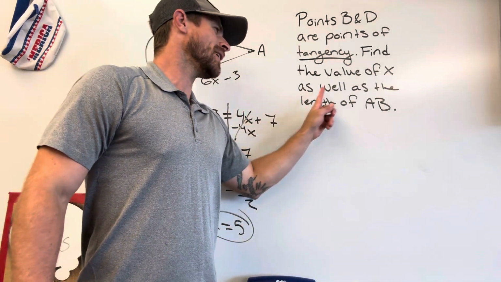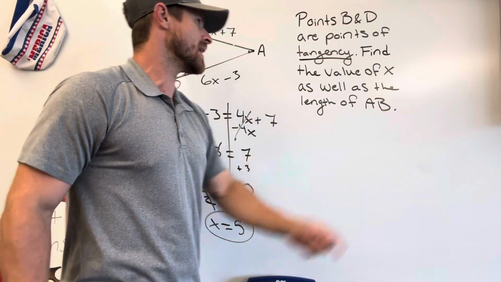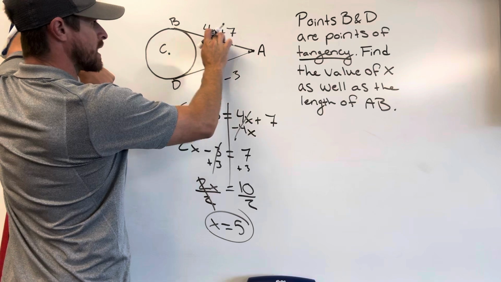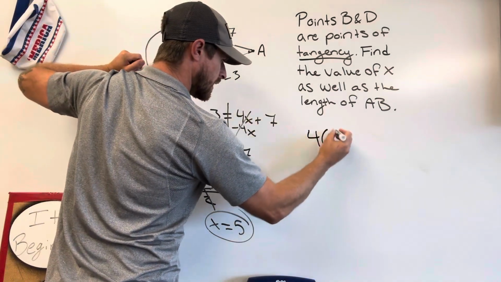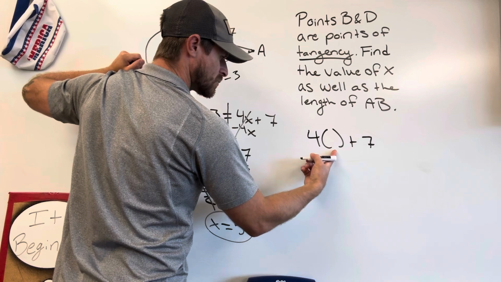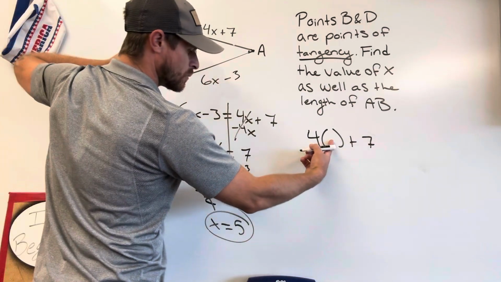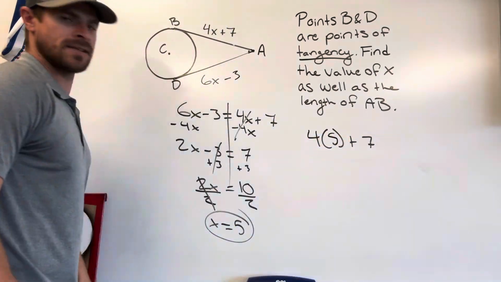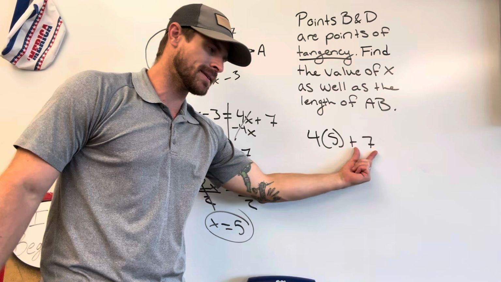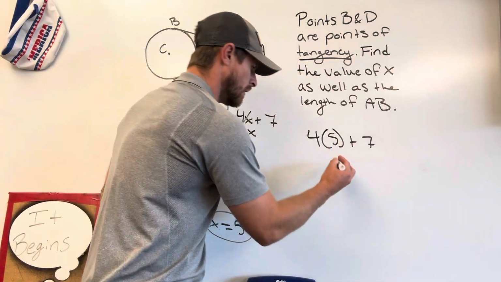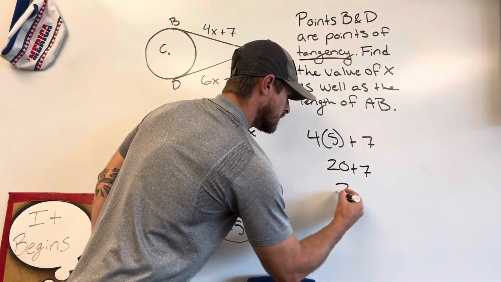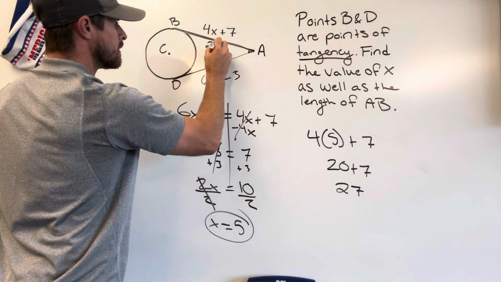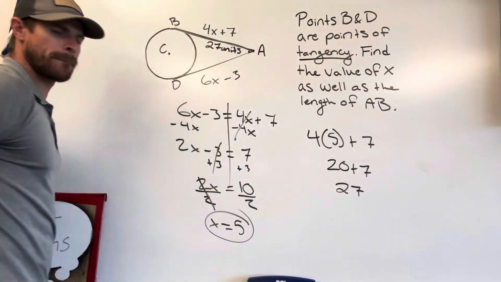But it says as well as the length of AB. I want to know how long it is from there to there, point to point. Okay? Well, AB is 4x plus 7. Notice that where the x was, I replaced it with the value that I found x to be. So all I got to do is put a 5 in those parentheses. Now I'm multiplying 4 times 5, add in 7 to it, and we're going to get our answer of 20 plus 7. This distance here is 27 units long.